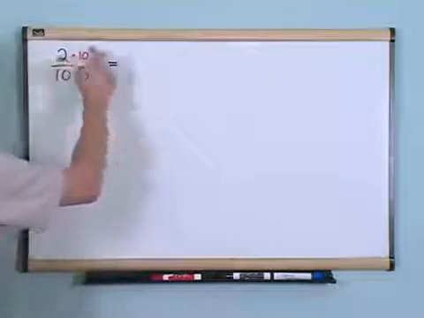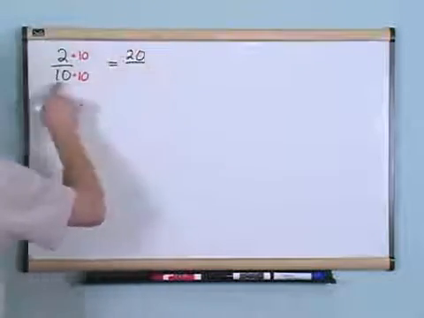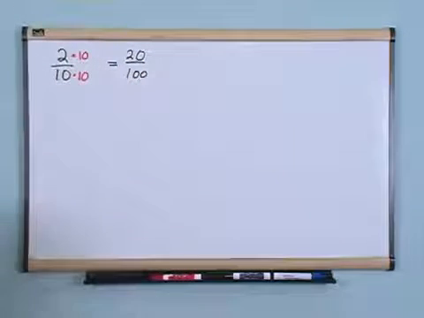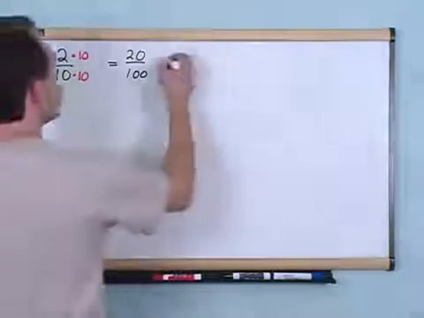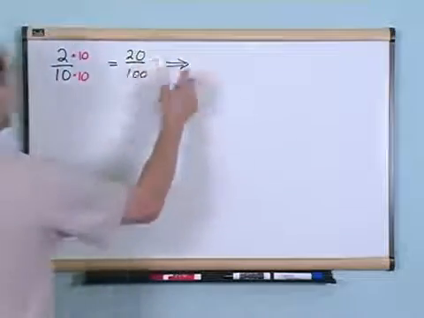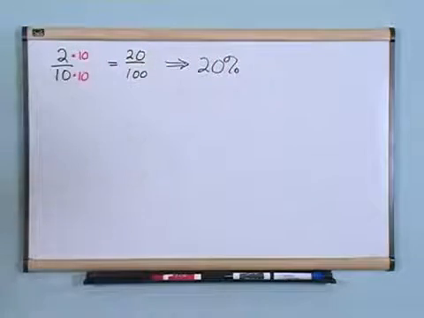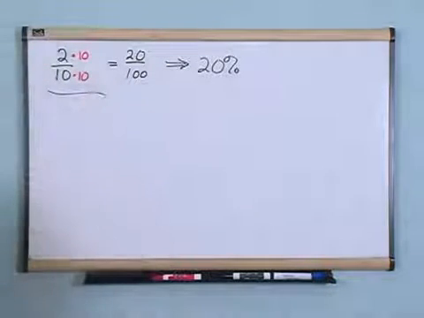So on the top, 2 times 10 is 20, and on the bottom, 10 times 10 is 100. Now that I have it in terms of 20 over 100, it's real easy, because anything over 100, you can just write as the top number with a percent sign, 20%. Okay, we just learned that a minute ago. So that's the common theme in these problems.